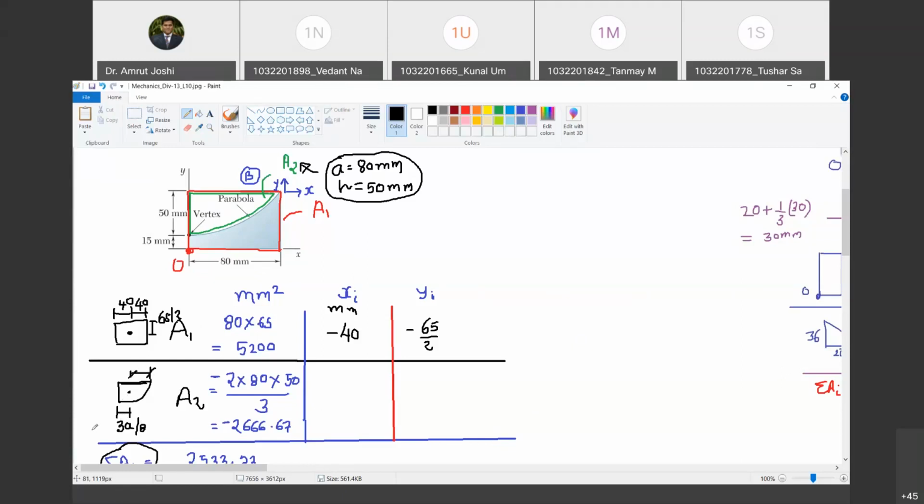So 3a by 8 turns out to be 30, and this total distance is 80 mm. Are you with me? Yes, sir. So this distance has to be 50 mm. Happy? So I didn't understand this part.